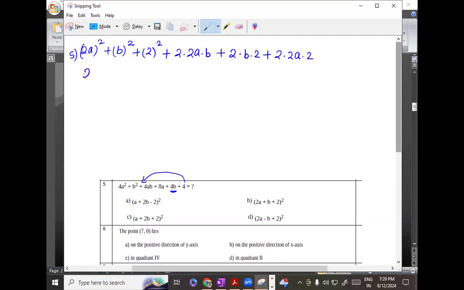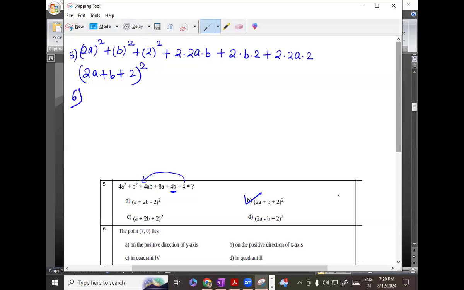It means we can write 2a plus b plus c whole square. Which one is correct? Sir, option... No, sir, it's 2a plus b plus 2, right? Okay, okay, not c there. Here, option B.